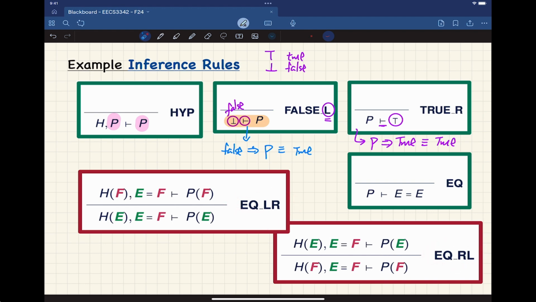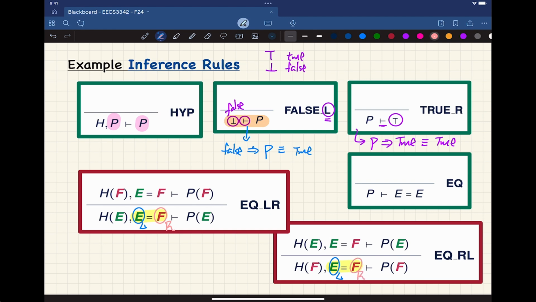So these two have to do with equality. If you look at these two rules, you've got E equals F over here, E equals F over here, right? In both cases. And to the left-hand side of the equality, we'll call it the left. So this one here is the left. And this one over here is the right. And this one here is the right.